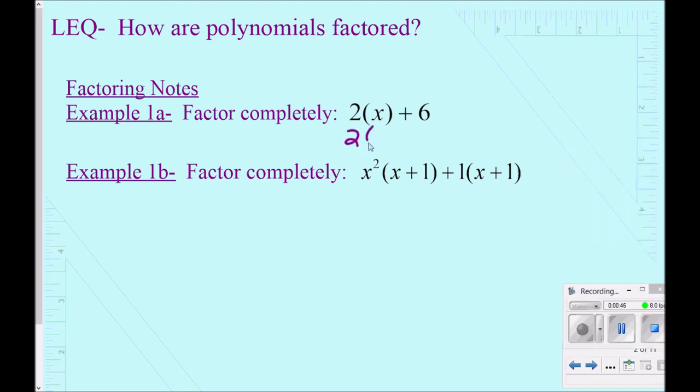And then we're left with 2 times what gives us 2x? We know that's x. Plus sign, 2 times what gives us 6? We know that's 3. Okay, now that was intentionally easy to demonstrate the process, to demonstrate the point that we look at this term and we look at this term. So everything in front of the sign and everything after the sign, and we're looking for what they have in common.